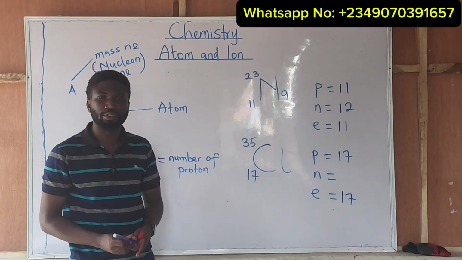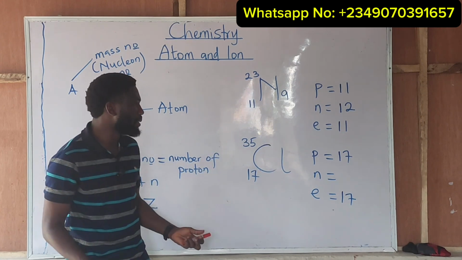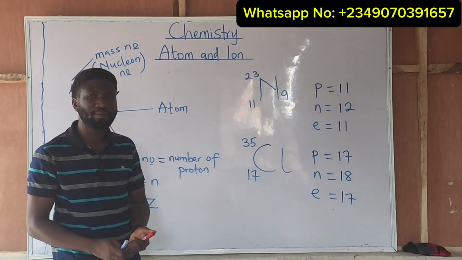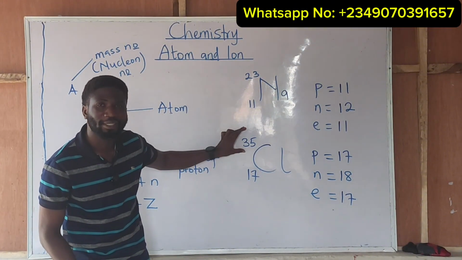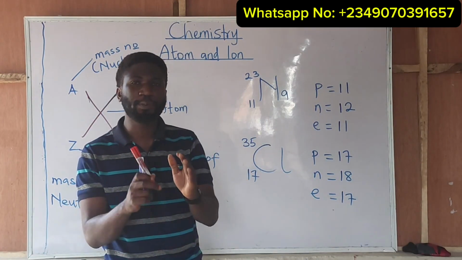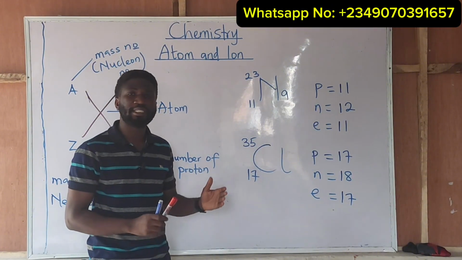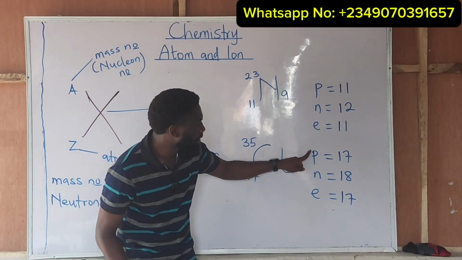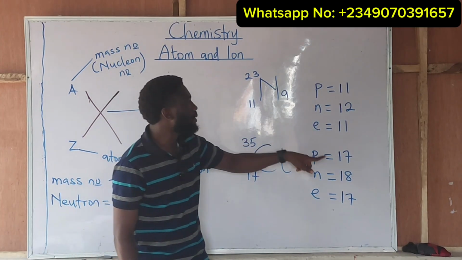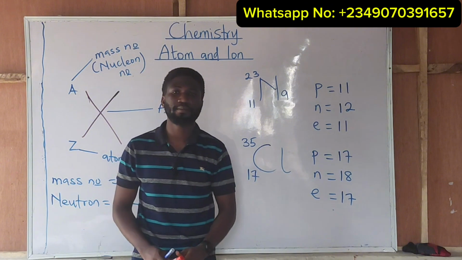And for you to get the neutron, that is the mass number minus the atomic number. And that gives us 18. And remember we said to get mass number is the sum of proton and neutron. So when you have proton and neutron added together, you are going to get the mass number. So 17 plus 18 will give us 35. Same thing with this now, 11 plus 12 will give us 23.